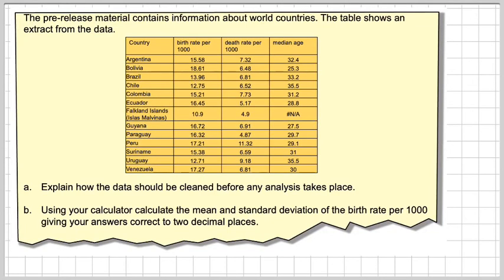These set of videos are all about the large data set for countries for A-level maths. It says the pre-release material contains information about all countries. Here is an extract of the data. We've got birth rate, death rate per thousand, birth rate per thousand, and median age. It says, explain how the data should be cleaned before any analysis takes place, and then use your calculator to calculate the mean and the standard deviation of the birth rate per 1,000, giving your answers correct to 2 decimal places.